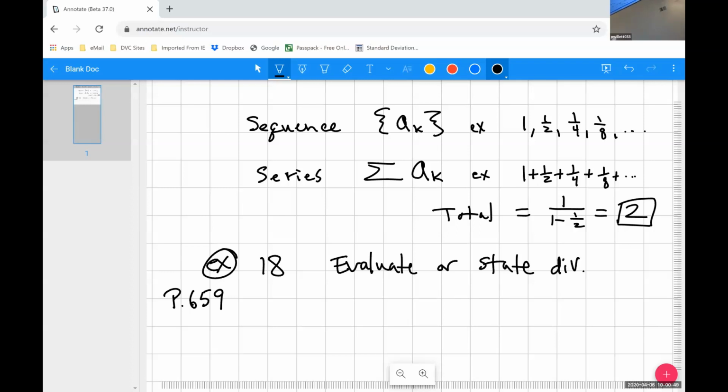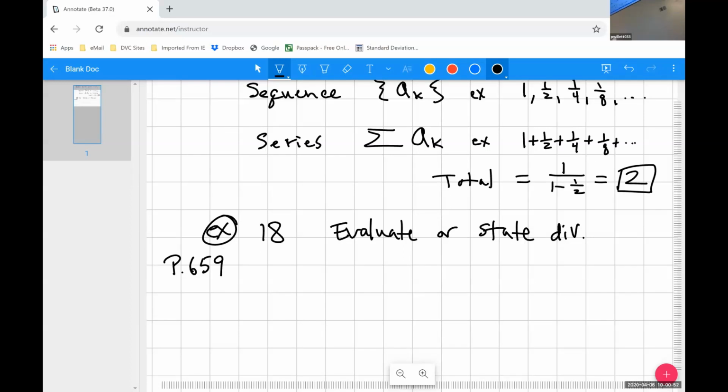And the series that we have to look at, number 18, is we have the series as k goes from 1 to infinity, 4 to the minus 3k.